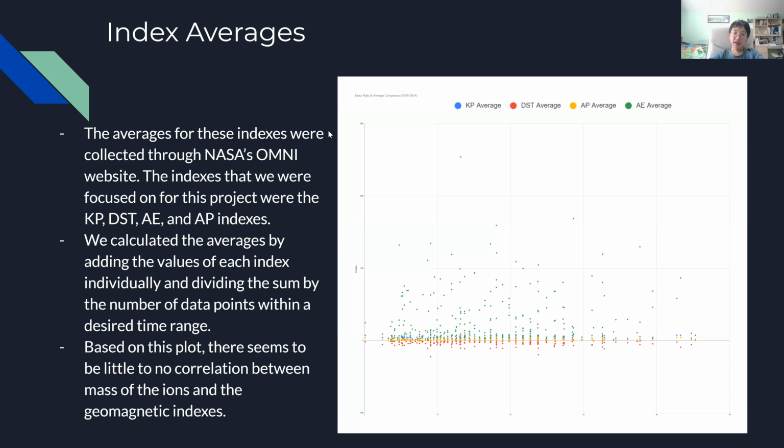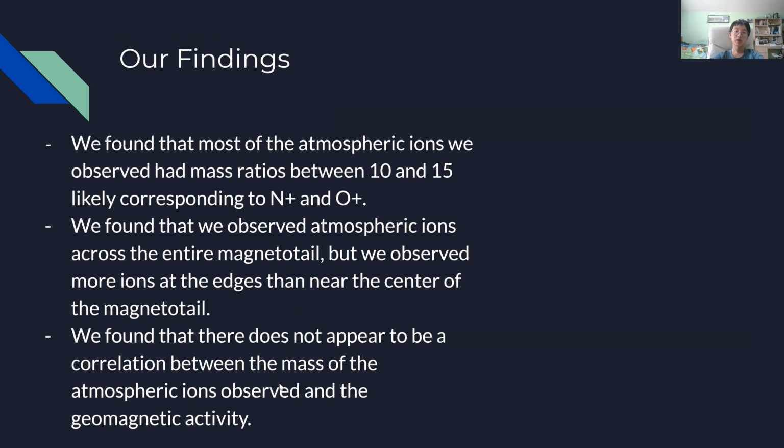Now, graphically speaking, the averages of these indexes were collected through NASA's Omni website. And the indexes that were focused on for this project were the KP, DST, AE, and AP indexes, as mentioned before. We were able to calculate the averages by adding the values of each index individually and dividing the sum by the number of data points within the desired time range. And based on the plot, such as this one here, there seems to be little to no correlation between the mass of the ions and the geomagnetic indexes observed.